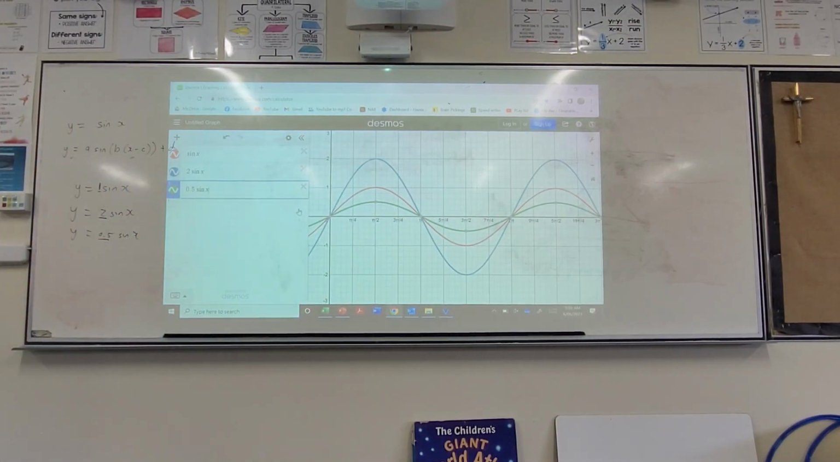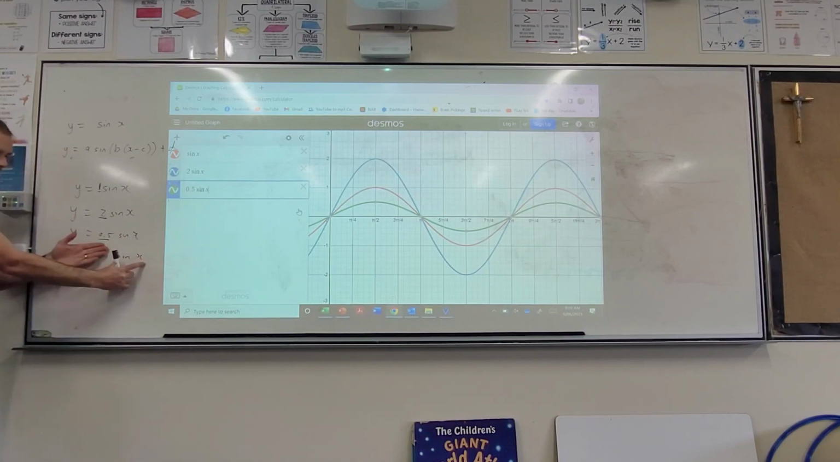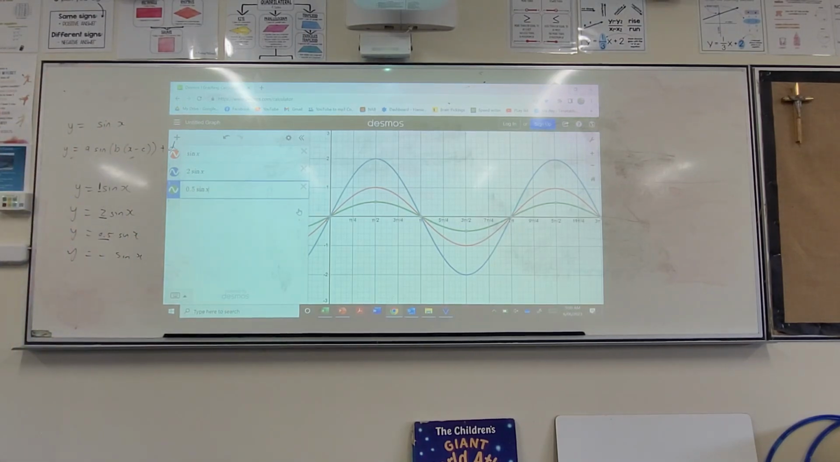Okay, we've got another one, negative sine x. If we're going to graph negative sine x, here's the y value, make it negative. So it's going to invert the function. It's going to make all the positive values negative and all the negative values positive. Let's check. So I'll turn these ones off. Negative sine x inverts it. So we can make all those observations.